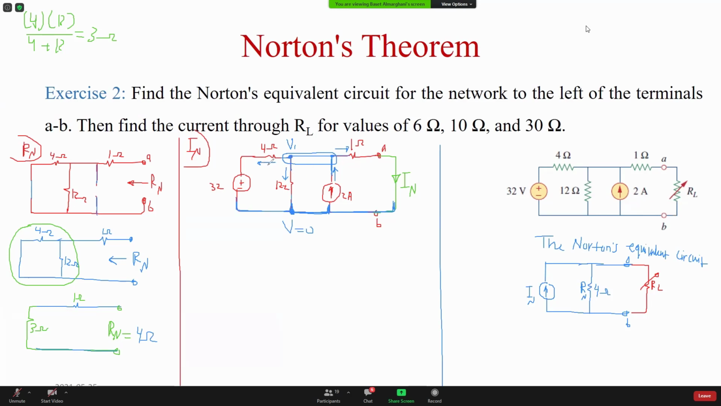So 4 currents here, 3 are leaving, 1 is coming in, so 2 is coming. The leaving in the 4 ohm is (V1 minus 32) divided by 4, plus the current in the 12, (V1 minus 0) divided by 12. The voltage here is V1, the voltage at the other side is 0, plus the current in the 1 ohm here, (V1 minus 0) divided by 1. This current here, (V1 minus 0) divided by 1, is IN. This current is IN.